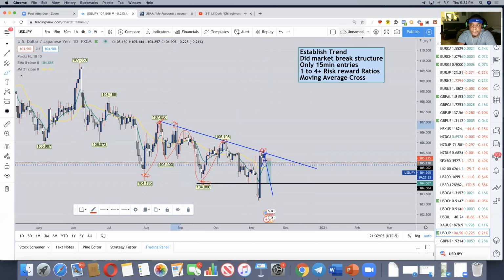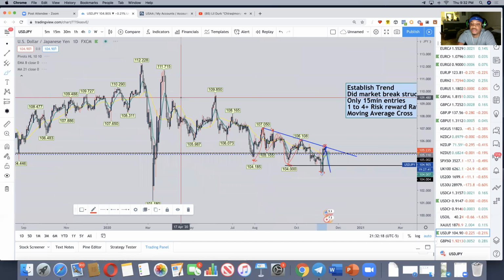So let's get rid of our lines. It's obvious, here's our lower low, and here's our other lower low. Gucci. It's on the daily time frame. So now we know the direction. This is a live account that I'm actually on. I'll show you guys.